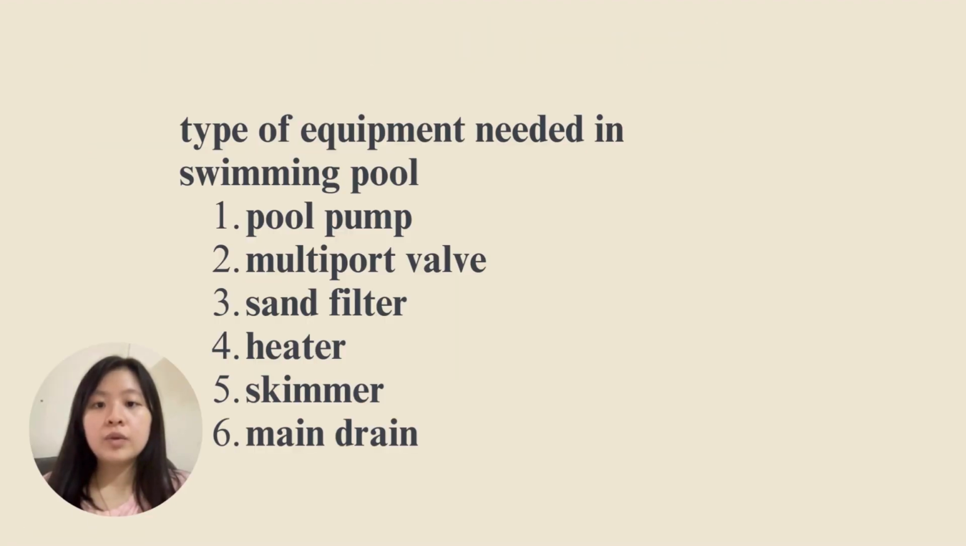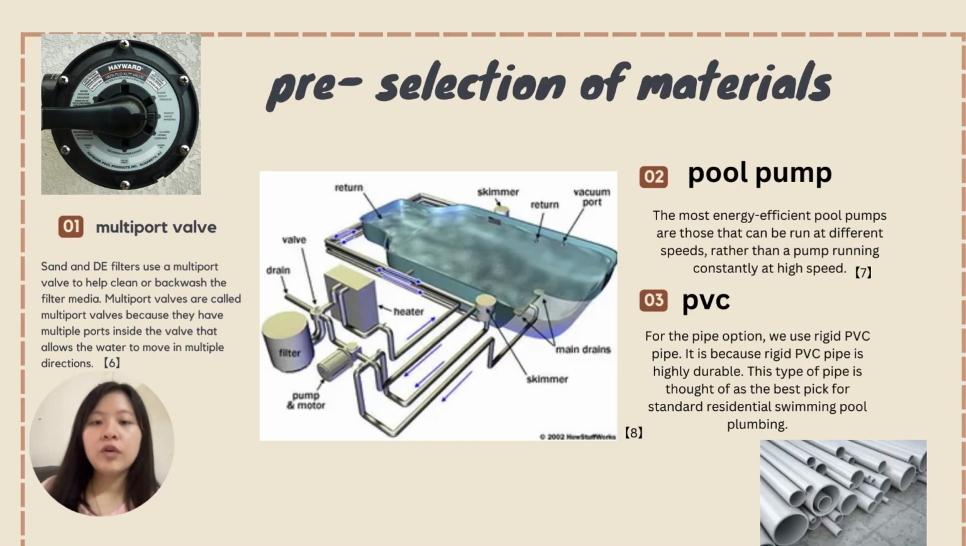The types of equipment needed in the swimming pool are the pool pump, multi-port valve, sand filter, heater, skimmer, and the main drain. So we move on to the swimming pool filtration system.